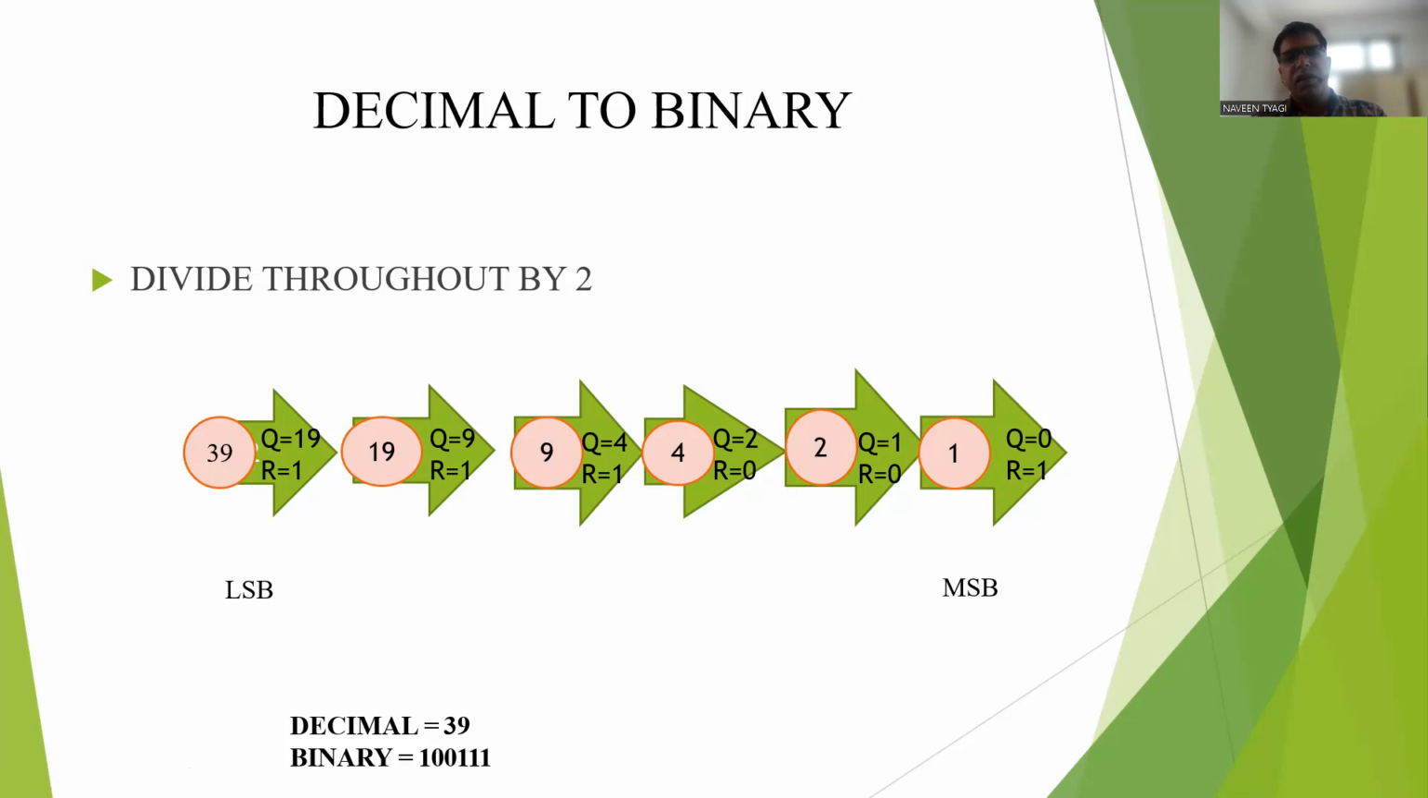Again 2 is divided by 2 and we get quotient 1, remainder 0, and next the last 1 is divided by 2, we get quotient 0 and remainder 1. The division method continues until we get quotient 0. The first remainder, from when we started dividing the number by 2, is known as the LSB, and the last remainder we got is known as our MSB. So when 39 is divided throughout by 2, we get the binary number 100111. It starts from here.